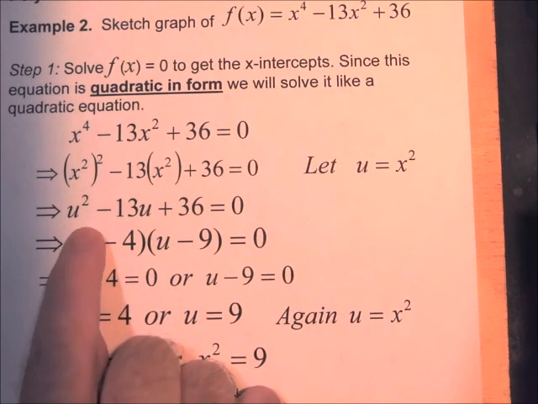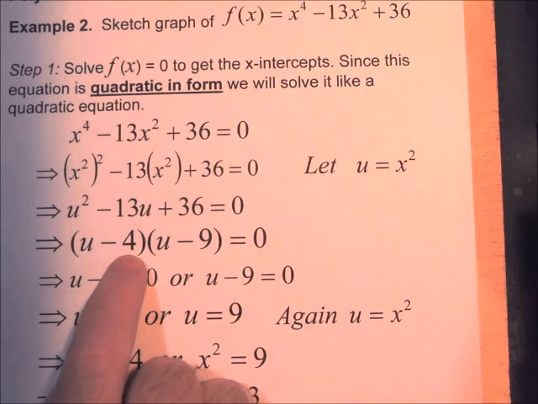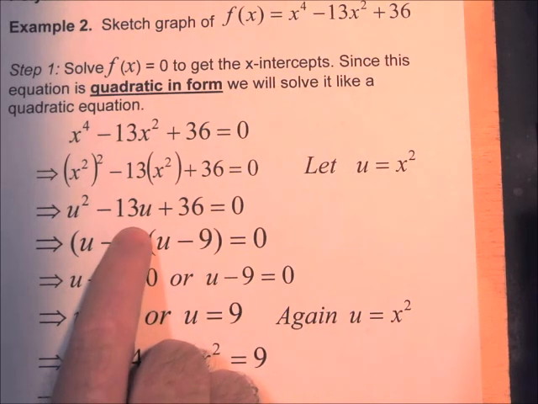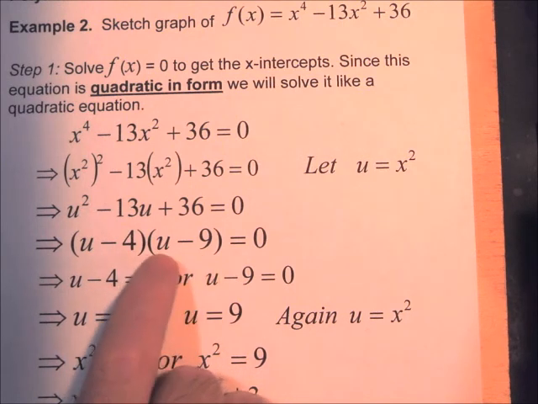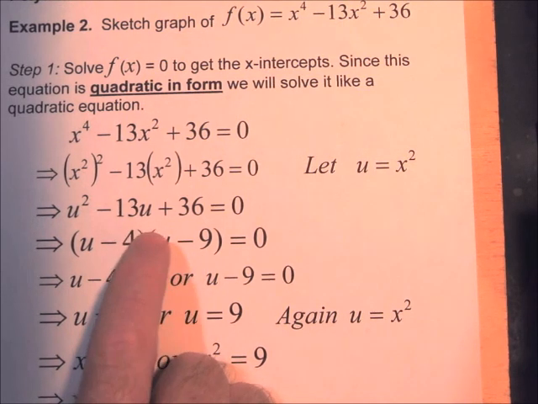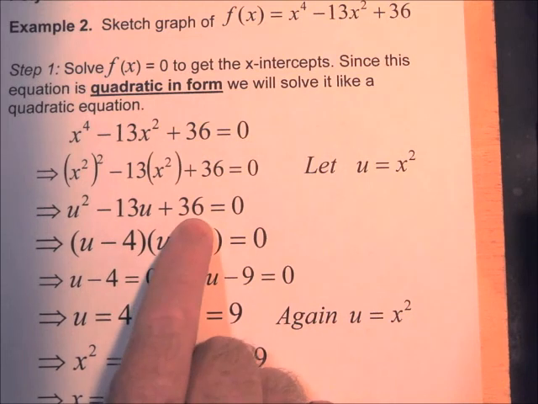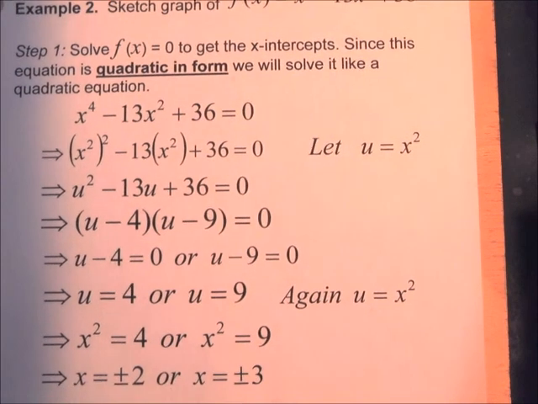So u times u will give us u squared. Then we need two numbers to multiply to 36 and add up to negative 13. And what works is negative 4 times negative 9. Negative 4 plus negative 9 is negative 13. Negative 4 times negative 9 is 36. And you can check that with the FOIL method.